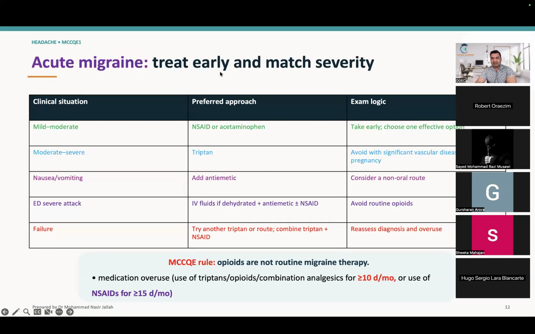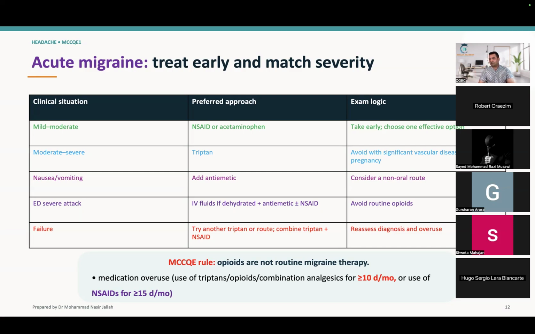Acute migraine, treat early and match severity. Okay, so based on the severity or stage of migraine, we have treatment for it. If it is mild to moderate, acetaminophen and non-steroid anti-inflammatory drug is the best choice. If they give you a scenario about someone who has migraine, but the migraine is mild and moderate, just go ahead and start them. Acetaminophen and or non-steroid anti-inflammatory. It's either or. You don't have to combine them unless you have to. But usually you start with solo medication.